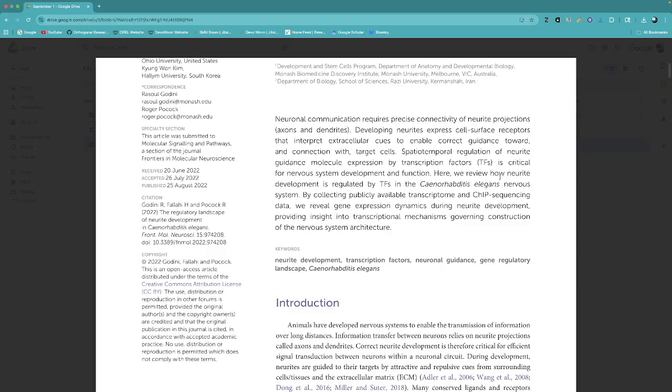So we have the electrical connectome, which are these gap junctions where the cells come into contact, and then you have these projections, these more formal axonal projections that allow for these synaptic connections to be made. And so that's what they're looking at here. So developing neurites express cell surface receptors that interpret extracellular cues. So you have this gradient that exists within the developing nervous system that guides these connections towards the correct partner.